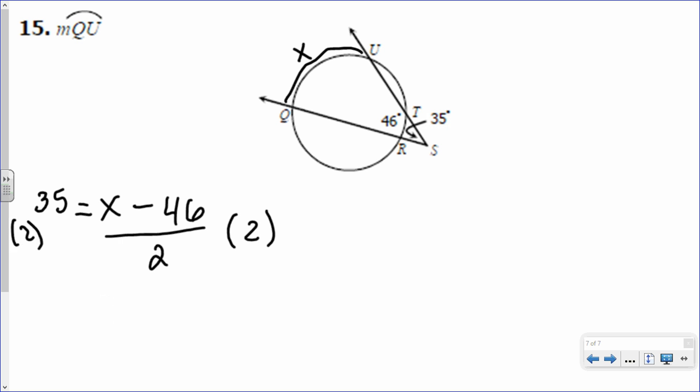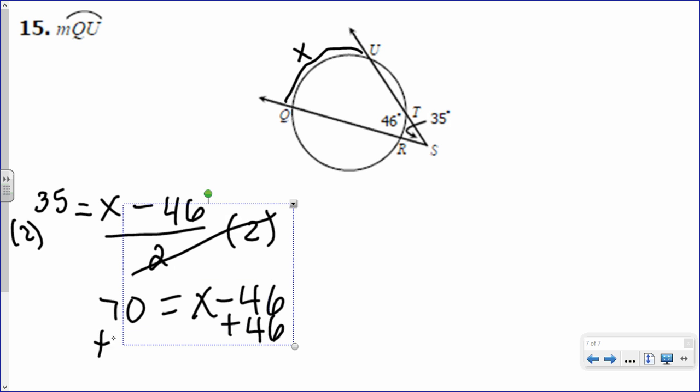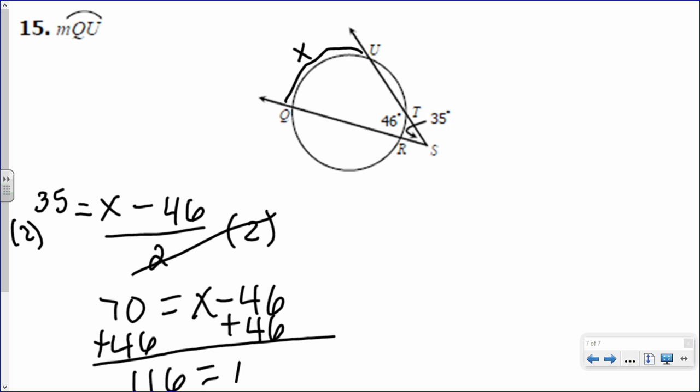And then we end up with 70 equals, 2's cancel here, x minus 46. And then we're going to add 46 to both sides. So 116 equals x. So that means we know that the measure of arc QU is equal to 116 degrees.